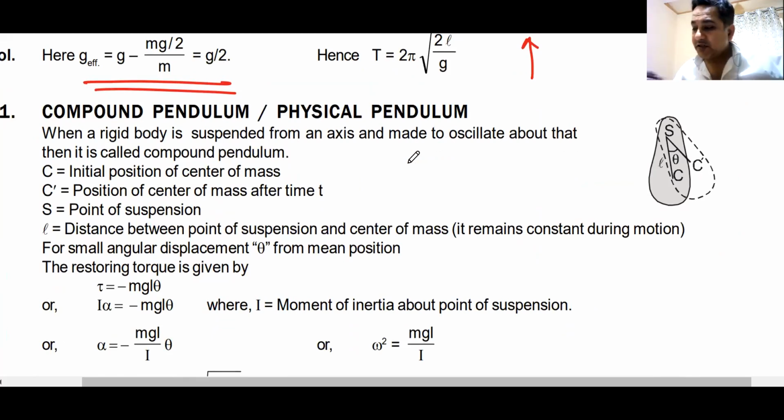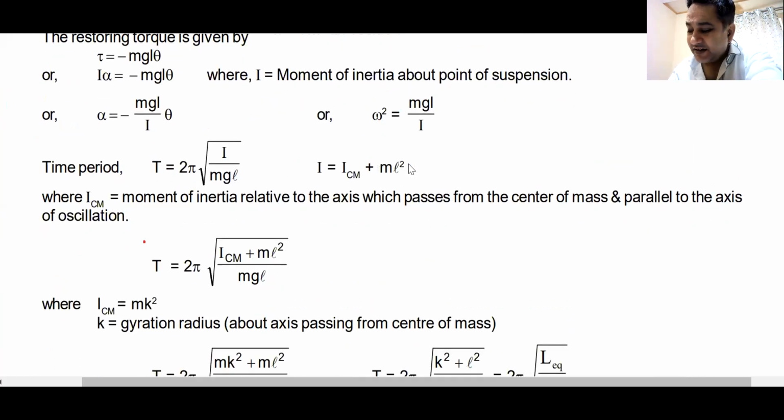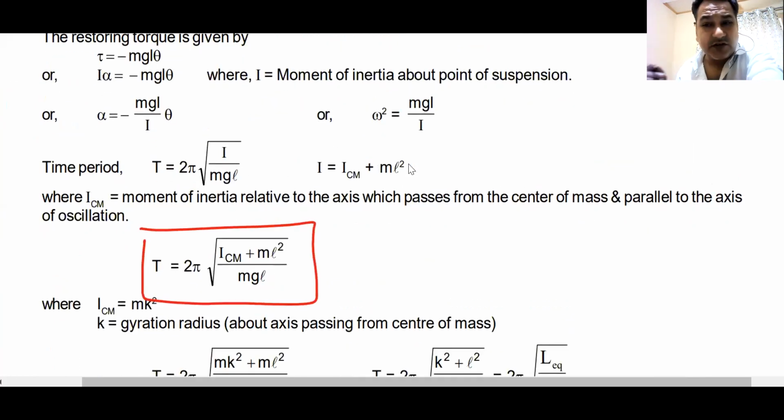Compound pendulum or physical pendulum. Now, instead of a small bob, you have a rigid body attached to it. So, how do you get it? To cut things short, you will have a time period like this. I hope you know this. Time period is 2π root over (I_CM + ML²) divided by MGL.